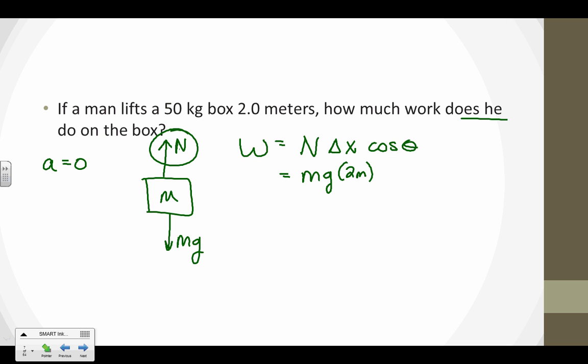What's the angle between force and displacement? 0? You don't have to include that if it's 0. Mass is 50. Gravity, 50 times 10, 500 times 2, 1,000, and the unit of work, joules. So he applies 1,000 joules of work to that box.